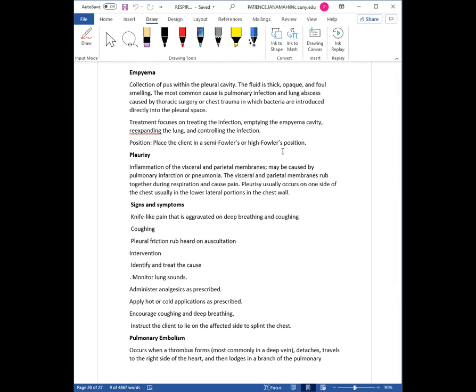The signs and symptoms will be knife-like pain that is aggravated on deep breathing and coughing. The patient tells you, when I try to take a deep breath, it's like somebody is poking my lungs. Then a friction rub heard on auscultation. When you put the stethoscope to listen to the lungs, it's like something is rubbing on something else. You can imagine the sound of two objects rubbing on each other. That is the sound you hear on the stethoscope.